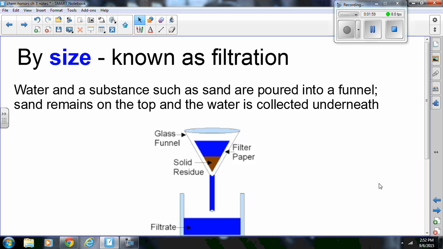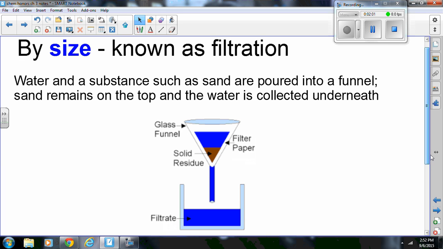Filtration uses size to separate mixtures, and you will also be working with this in a very detailed lab. You basically use filtration to separate, let's just say, sand and water. If you had that in a beaker, you would pour that into a funnel with filter paper folded correctly, so be careful how you fold your paper, otherwise it'll all pass through. The idea is that the water will pass through and the larger particles of sand would stay on top. So filtration is based on size.